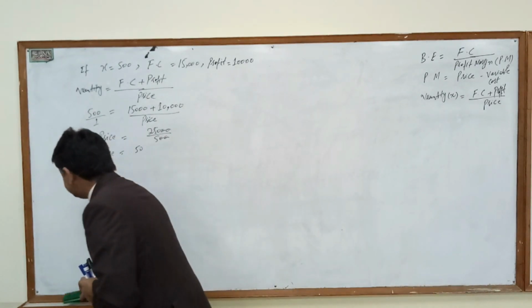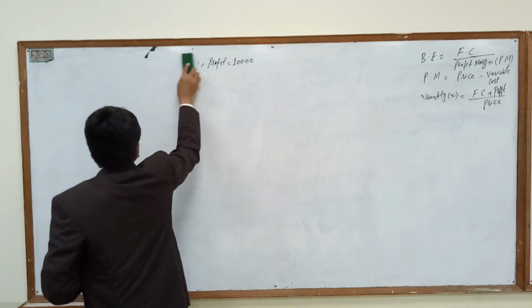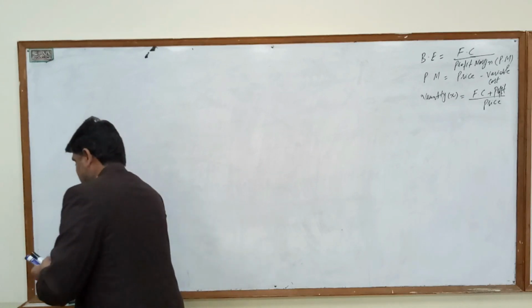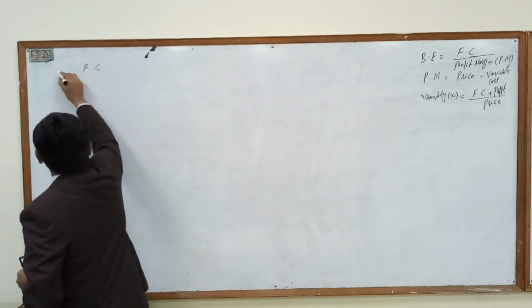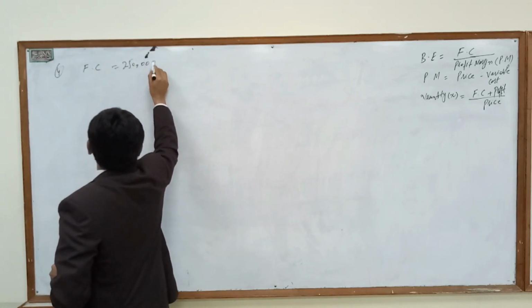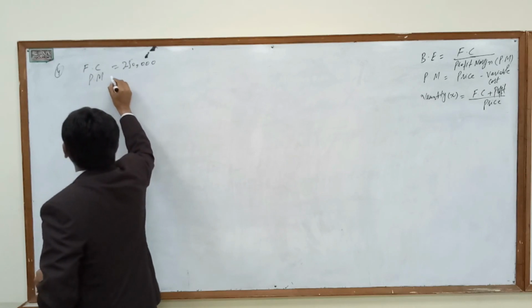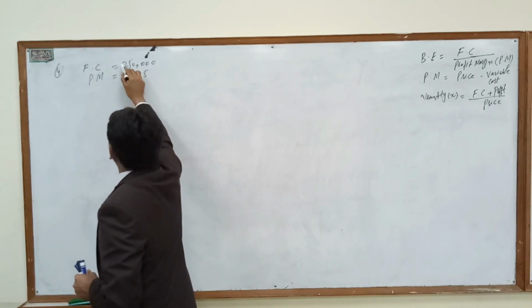Break even point. So what is fixed cost? 250,000. Fixed cost in question number 4 is 250,000. Profit margin is given, 6.25 dollar.